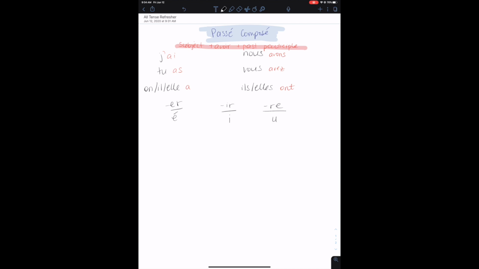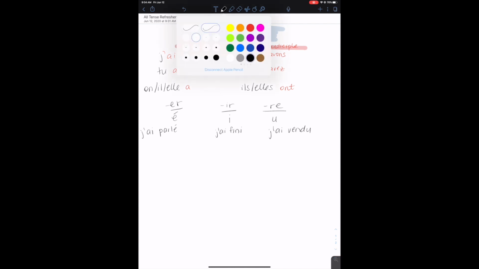Okay, so we can have examples such as parler. So j'ai parlé, which is I have spoken with Miss Viduva. J'ai fini. I have finished my exam. J'ai vendu. I sold or I have sold my iPad, something like that. Okay? So these are the regular structures that you can look at here. So for example, let's do another example for each of them that is not with je.